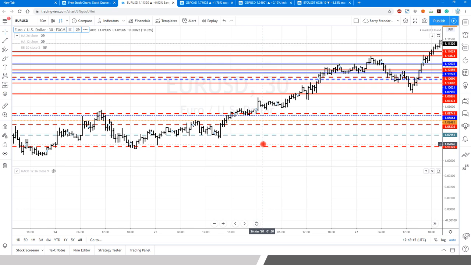a bar chart. A bar uses the open, the high, the low, and the close for the period. So each one of these bars represents 30 minutes, in this case, because we're only using a 30-minute chart. If we were using a one-day chart, it would represent the whole day. If we're using a 4-hour chart, it represents the price movement in that 4 hours. But a bar chart gives us an open, high, low, and close.